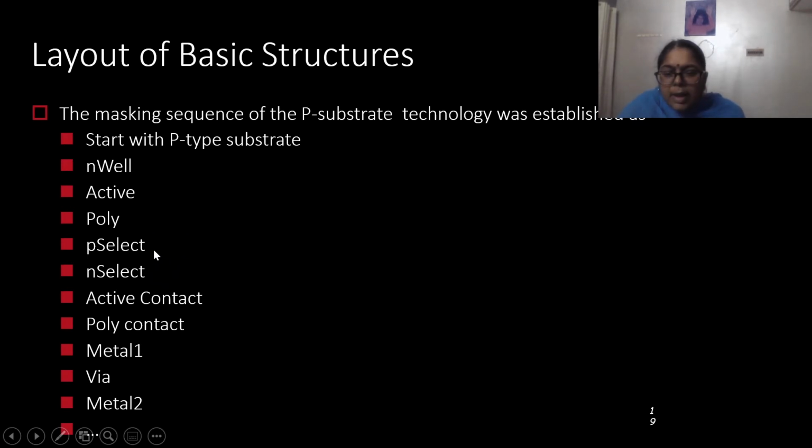So poly. We make use of P-select and N-select. P-select to have the area where P diffusion has to be made or PMOS transistors have to be formed, and N-select for N diffusion. Active contacts, so wherever contacts are required, contact with the diffusion layer is made, then contact with the polysilicon is made. Metal 1, via and then metal 2 are formed. Like this it goes on. This is the masking sequence of the P substrate technology.